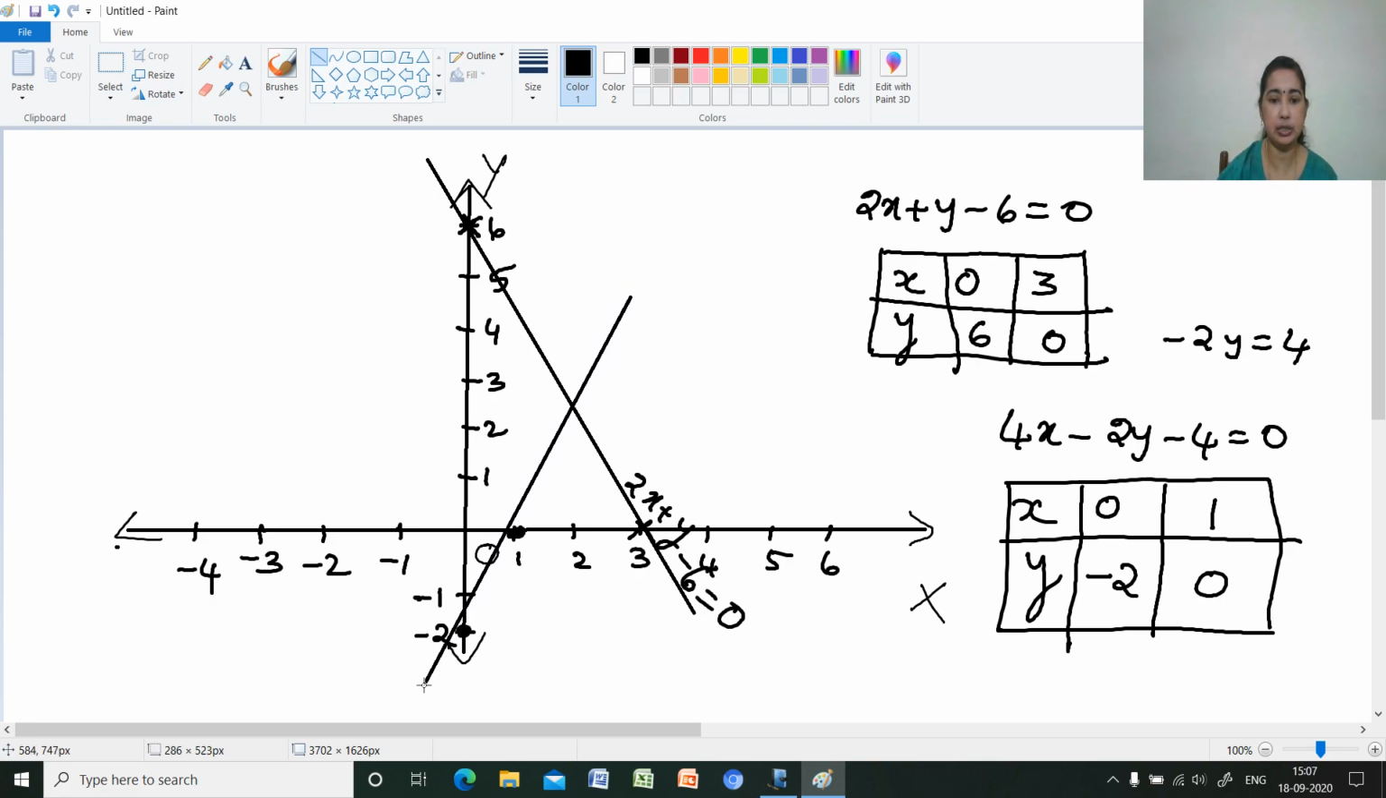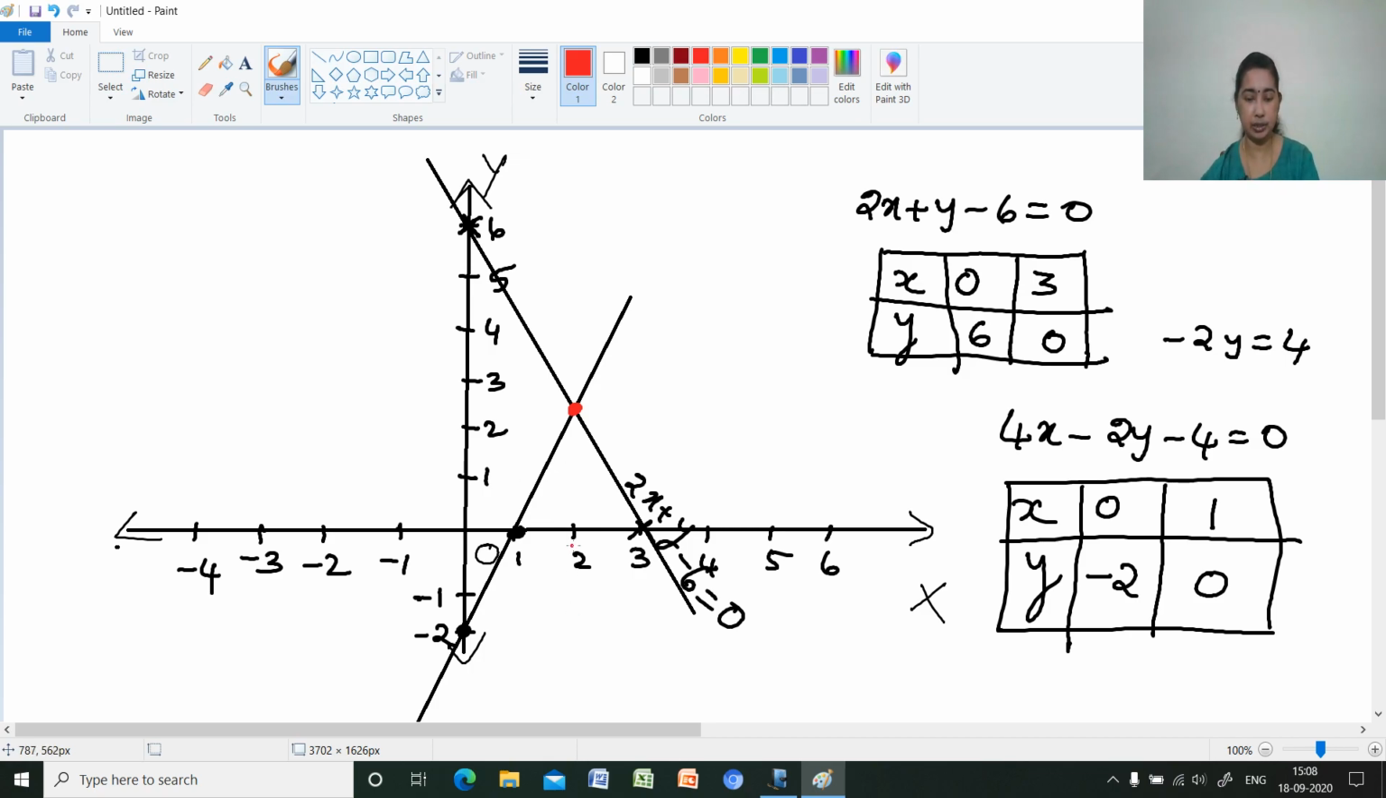joining these two by a straight line, we are getting these two lines meeting at a point. So this is the point of intersection. So that point, the meeting point of those two lines, that will be the solution. So here what will be the solution? If you are drawing it properly on the x and y axis, you can find out what is the solution.